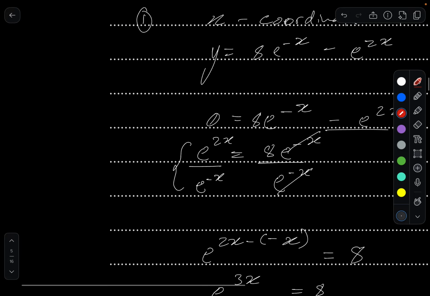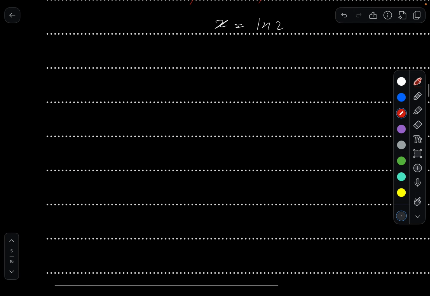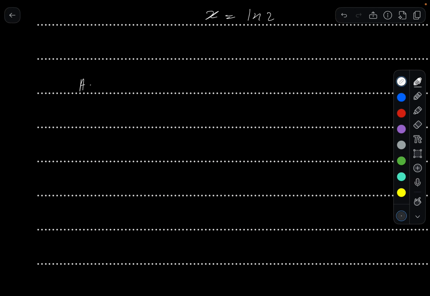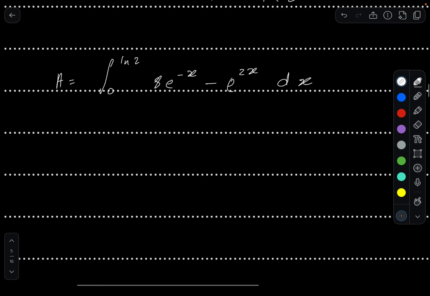So we go back to the original curve. We say, okay, the area of B will be given by the integral from 0 to ln 2 of 8e^(-x) minus e^(2x) dx. Now, remember, instead of dropping the derivative to the front or multiplying by it in integration, you divide by it when you're dealing with exponential functions.